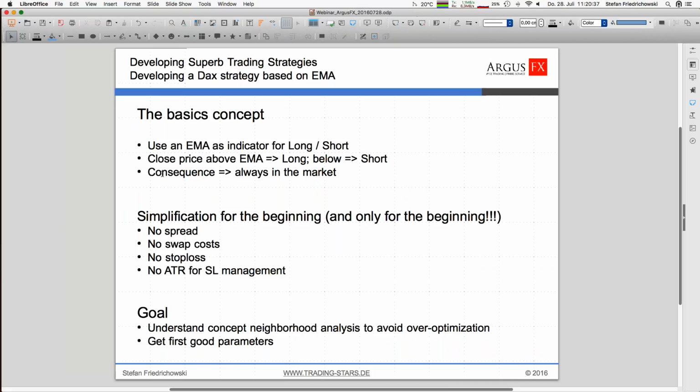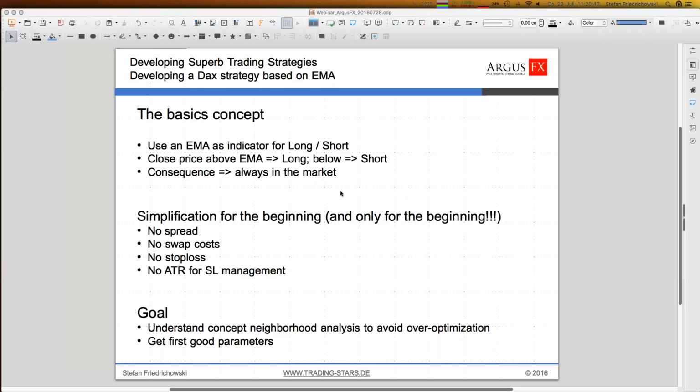The consequence is quite easy. We are always invested at every time and only change between long and short. And although I mentioned in the introduction of this webinar series that I would never enter a trade without a stop loss, and I would never do calculations of strategies without taking into account spread, swap costs, and so on, we start without all these kinds of information.